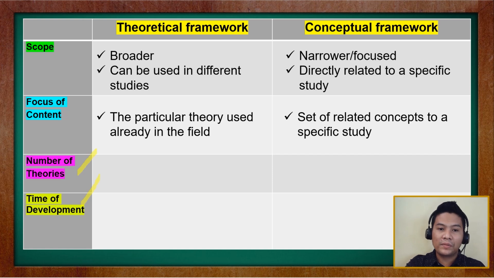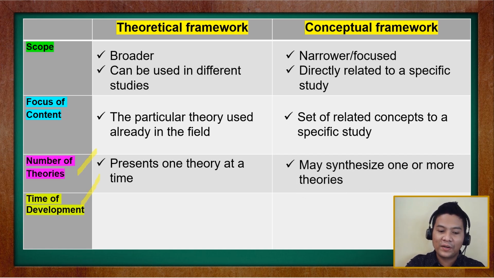Now we move on to the number of theories. It may present one theory at a time. Which framework? Okay, it's the theoretical framework. It presents one theory at a time, while a conceptual framework may synthesize one or more theories.